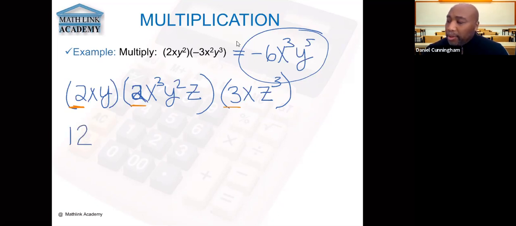And the next thing I'm going to do is the x. So here's an x here with a 1 on top. Here's an x cubed, and here's another x with 1 on top.